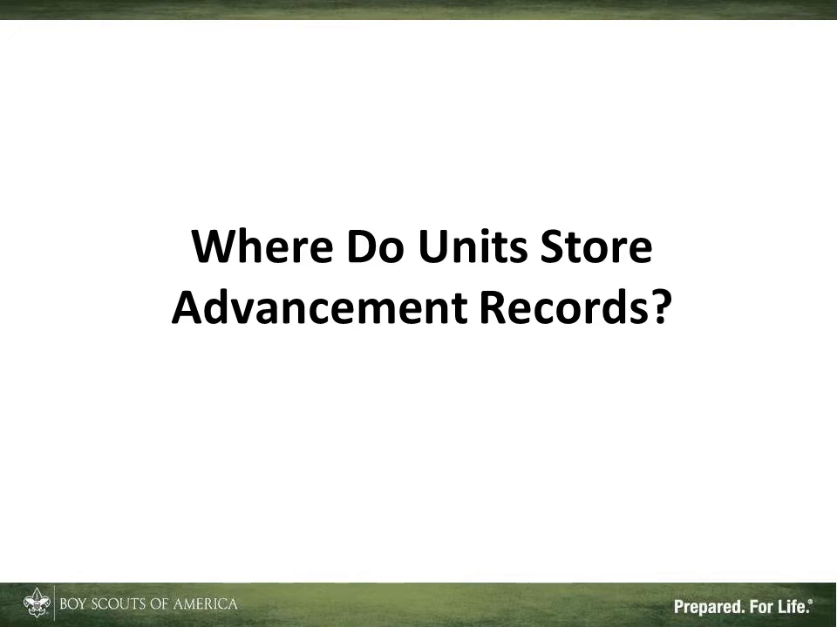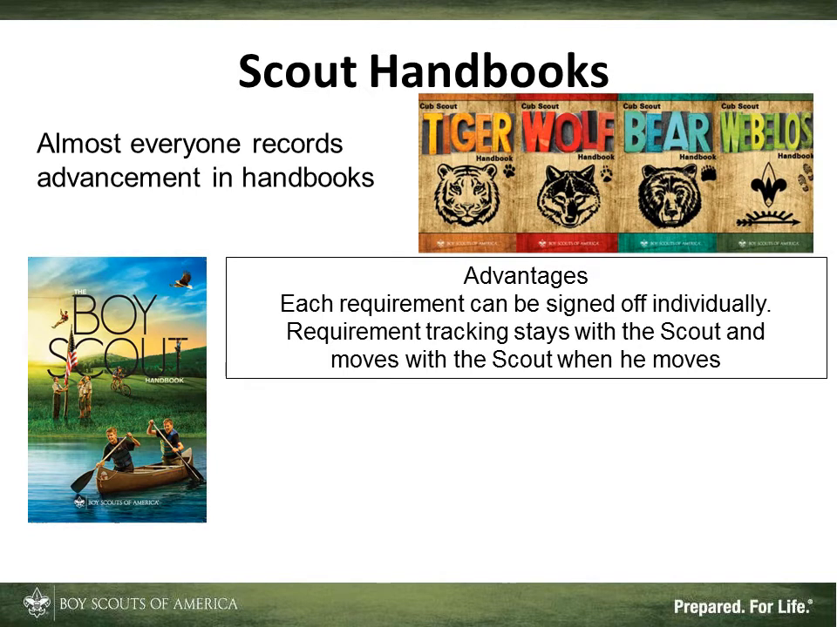So let's talk a little bit about where today units store advancement records. For a long time, years and years, and even today, most advancement progression is being tracked in the Boy Scout Handbook or the Cub Scout Handbook, and there are sections there where you can track advancement at the requirement level, and people can sign off each requirement individually. So you get the initials of a person, so you can kind of figure out who it was that signed them off, and it's done requirement by requirement. So that's a big advantage. You know who those people are, who's signing them off, and what they signed off as the scout progresses through the ranks.